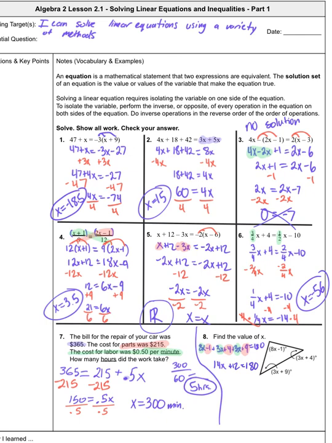All right, so to get that 14x alone, I'll subtract 12 from both sides, leaving me with 14x equals 168. Last step to get x by itself, divide by 14 on both sides. So we get that x equals 12.